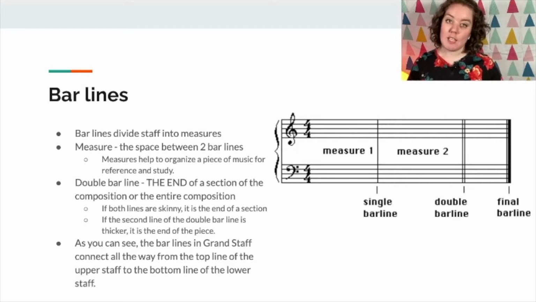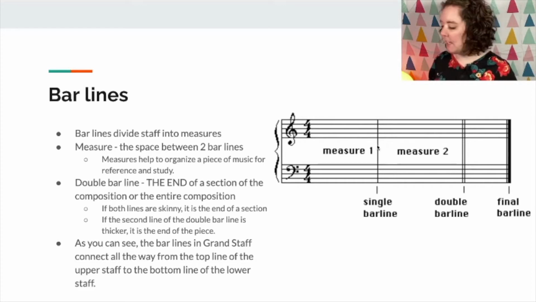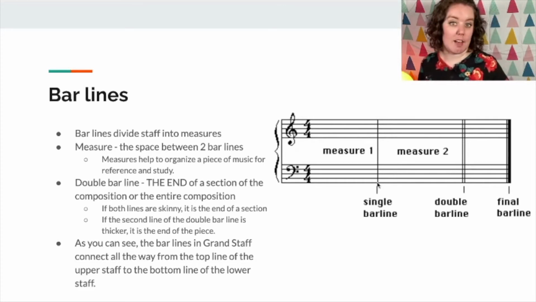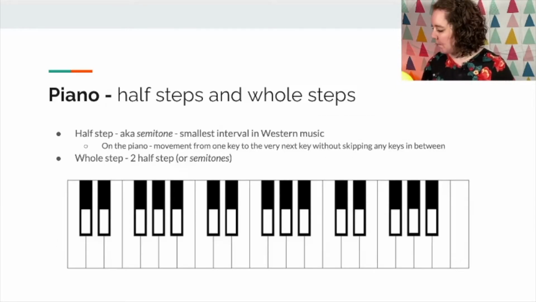As you can see, the bar lines in the grand staff connect all the way from the top line of the top staff to the bottom line of the bottom staff. So that's another way that we can connect those two staves to make them into the grand staff.